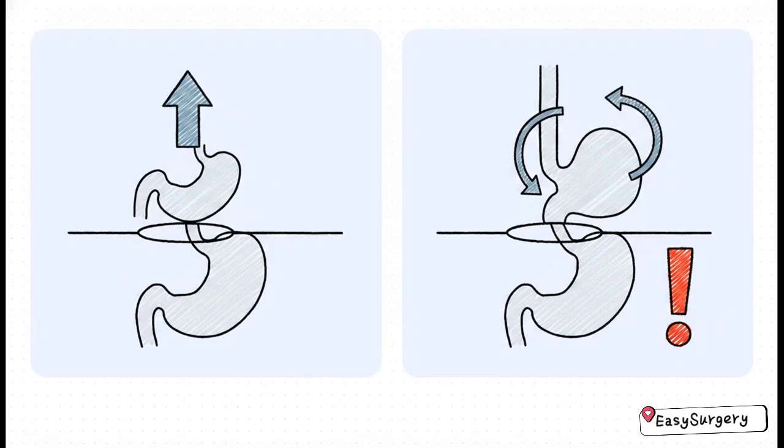But look at type 2, the rolling hernia. Here, the stomach rolls up into the chest alongside a perfectly normal GE junction. This one is an absolute surgical emergency. Why? Because that herniated stomach can undergo volvulus. It can twist on itself, leading to necrosis. Type 2 always requires surgery, no exceptions.